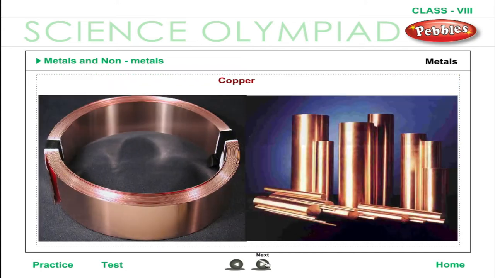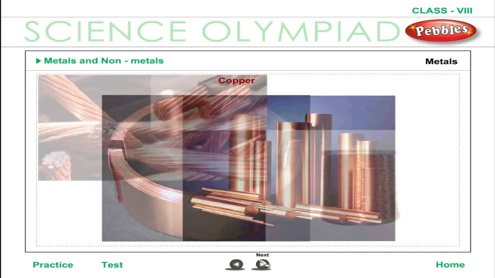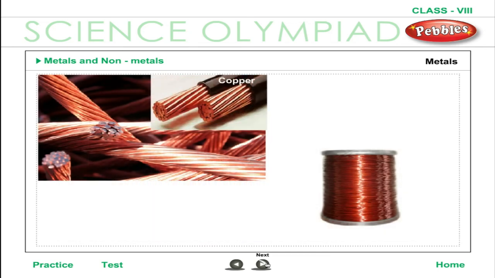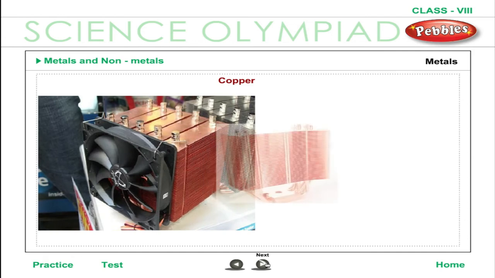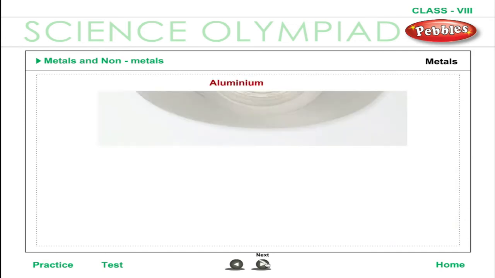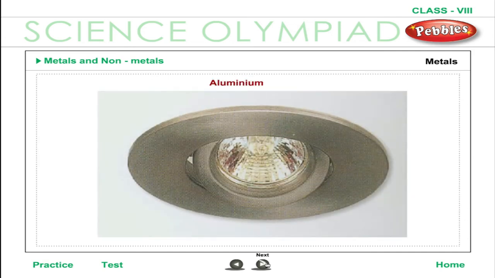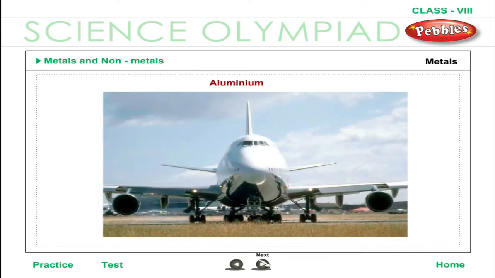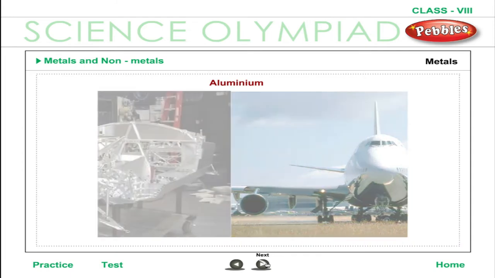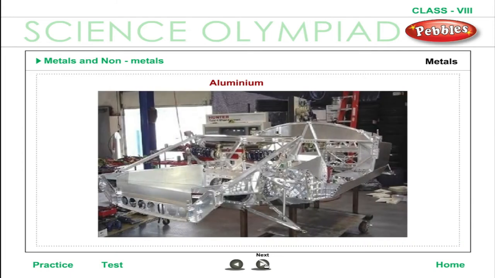Copper. It is a good conductor of heat and electricity. It is used in making electric wires, cables and utensils. Aluminium. It is light, strong and has high tensile strength. It is used to make bodies of aircraft, automobiles, machine tools and parts.